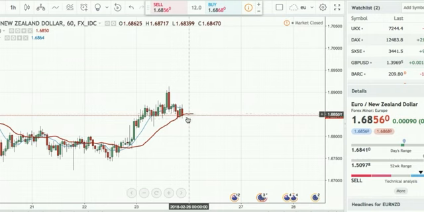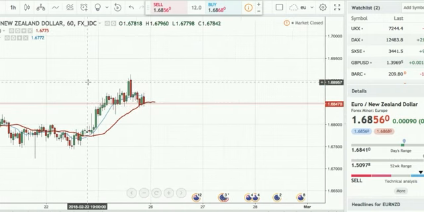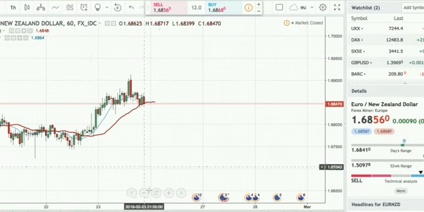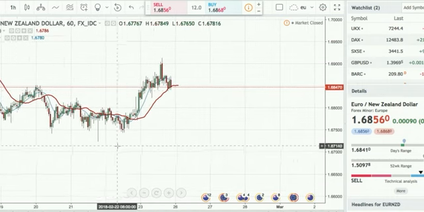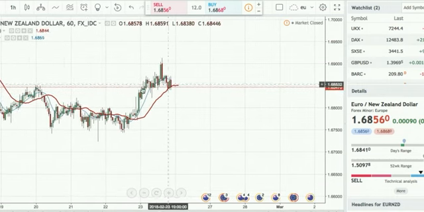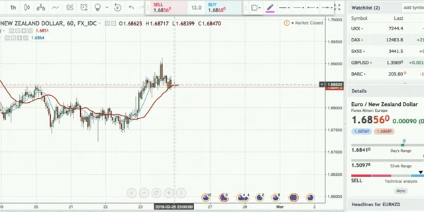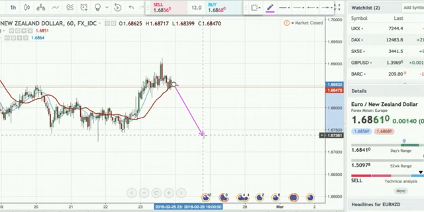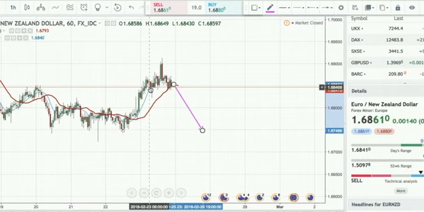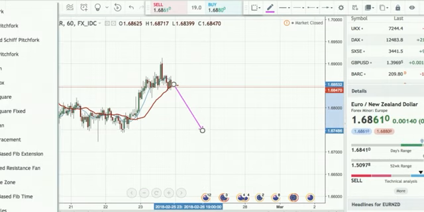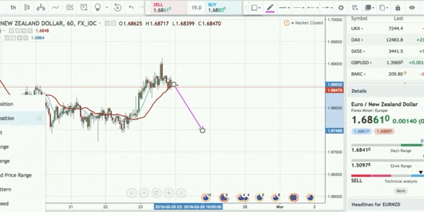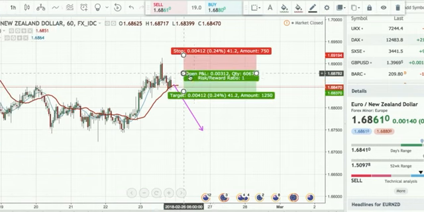We are going to be looking for shorts on Euro New Zealand dollar going into next week. We will be taking a look at taking a short if we cross under this moving average. We're simply going to be taking a short down to this level of support, which is 107.50. So quite a simple 100 pips. Let's see how the market opens.